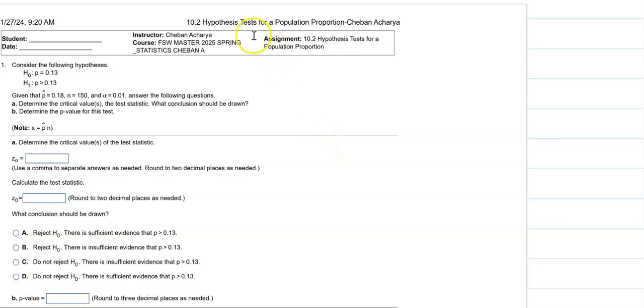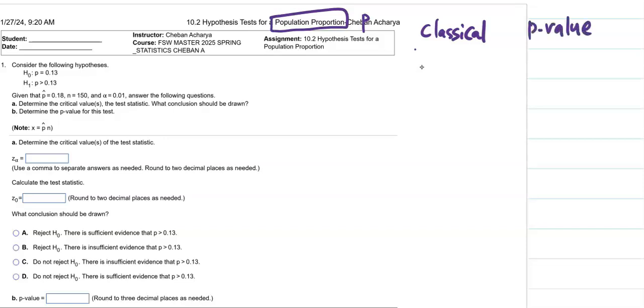In this video, I'll do the homework from section 10.2, the hypothesis test for the population proportion. Again, as I mentioned before, the population proportion has the symbol P, and we are testing hypotheses for population proportion. There are two different ways to test hypotheses. The first one is the classical method, the other is the p-value method. I'm going to give you a glimpse of each one.